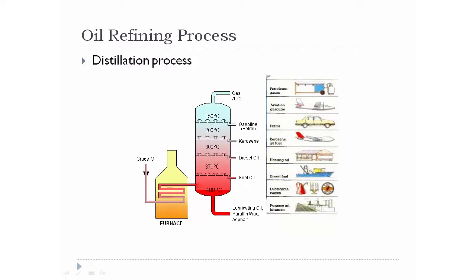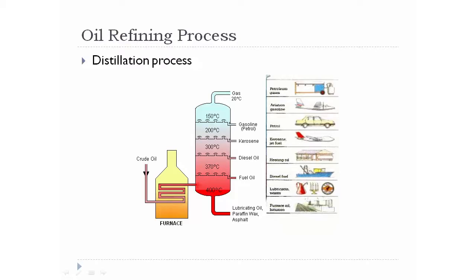The temperature is very high, and you can see that at very high temperature we can get lubricating oil, paraffin wax, and asphalt. After that, going upwards, the temperature is getting lower. At 370 degrees C, we can get fuel oil. At 300 degrees C, we will get diesel oil, 200 degrees C, kerosene, 150 degrees C, gasoline, and gas at around 20 degrees C.